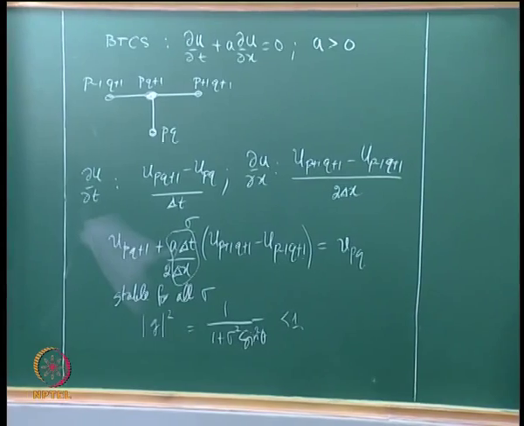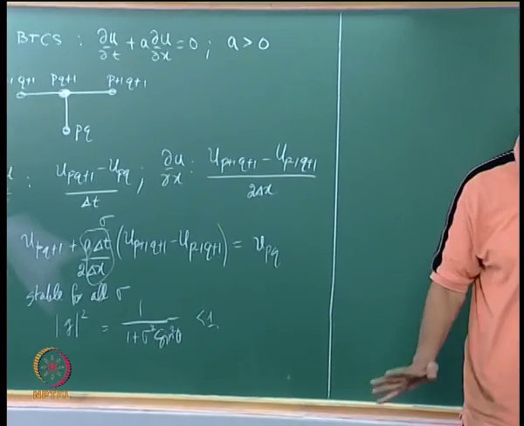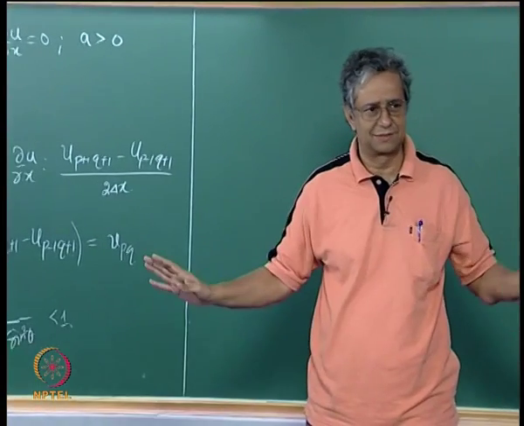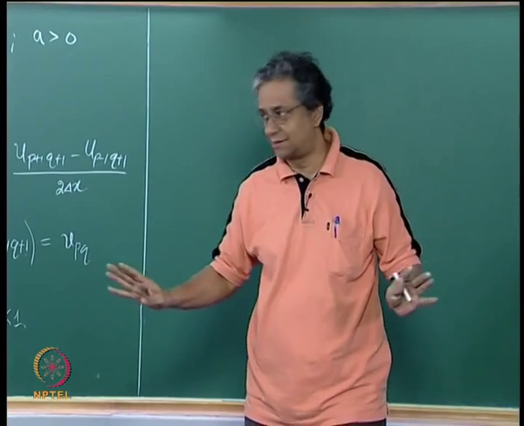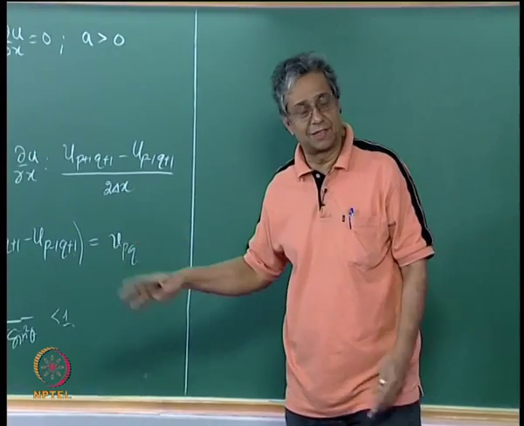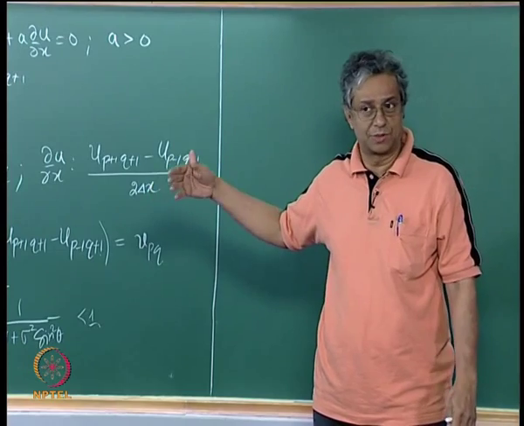I know 5 is the largest wave number. If I take 10 intervals, 5 is the largest wave number I can represent. So that's it, it's finished with that. However, there are other issues if you are talking about it from an analysis point of view.